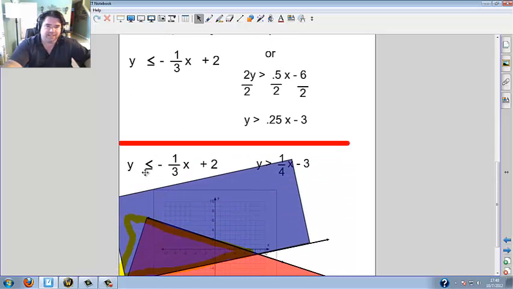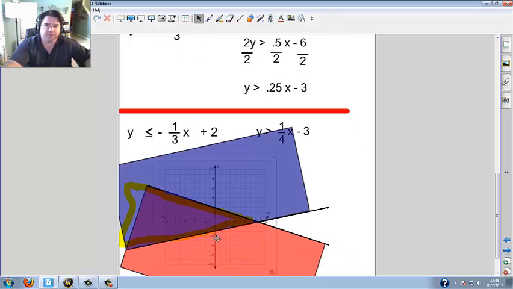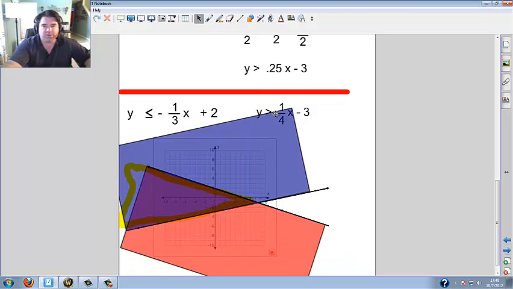Notice here, y is less or equal to negative 1/3 x plus 2. So you went up 2, down 1 over 3, down 1 over 3. And I am shading below, so that or less. And this here, y is greater or equal to 1/4 x minus 3, go down 3, up 1 over 4, up 1 over 4.